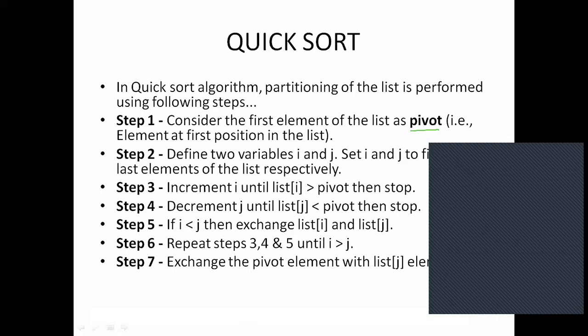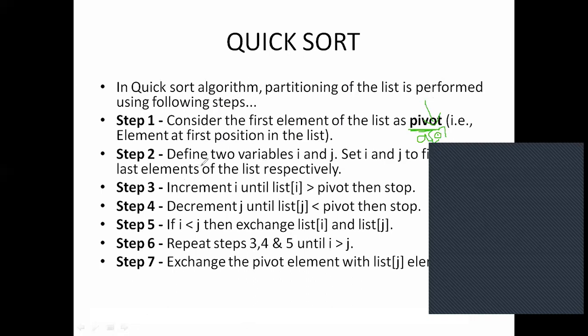So in this example, I am taking the first element as the pivot. That is, the array will contain some elements like 10 or 8. The first element, that is A of index 0, I am taking as the pivot element.